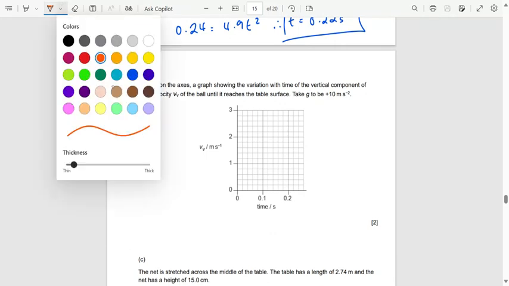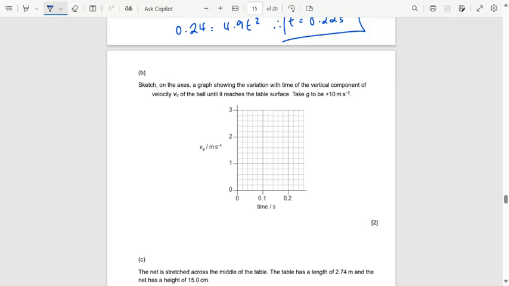Sketch on the graph the variation with time of the vertical component. Sorry, graph shows the variation with time of the vertical velocity until it reaches the table surface. Take g to be 10. So we've got a velocity time graph and we need to sketch.